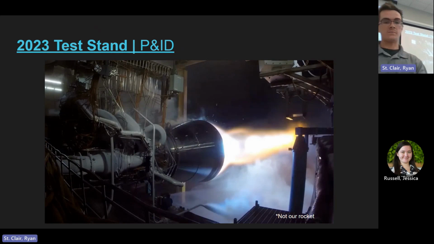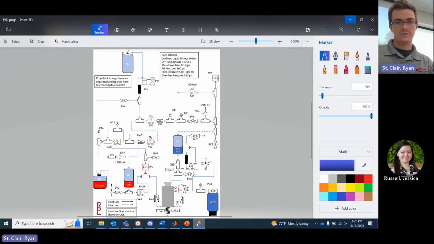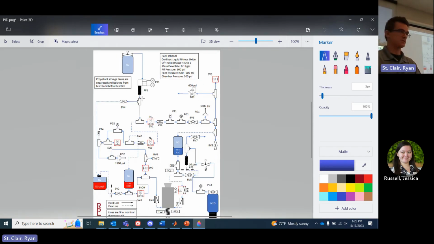So this is not our rocket, this is the BD4, but I will open this up and basically go through this step by step, just like I did with the other one. To start off, we have gaseous nitrogen here, ethanol here, and nitrous oxide here. So we've got 3 tanks in the loop when we're trying to test fire. We have this nitrogen pressurant supply, the ethanol intermediate run tank, and the nitrous oxide intermediate run tank.